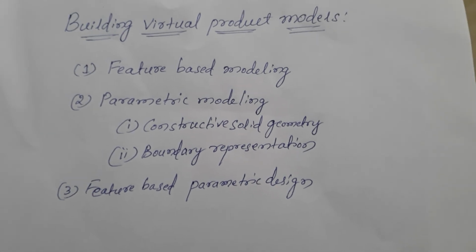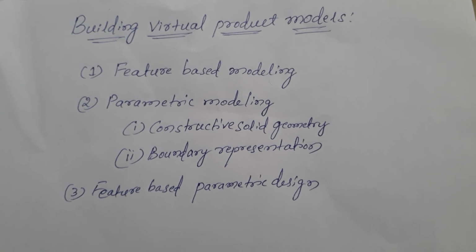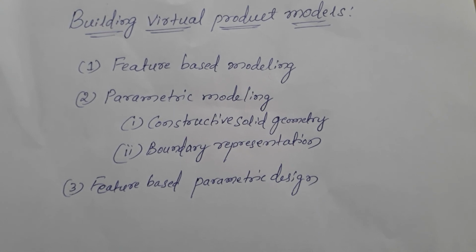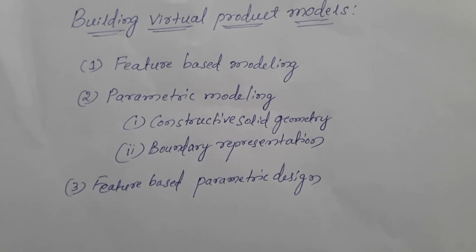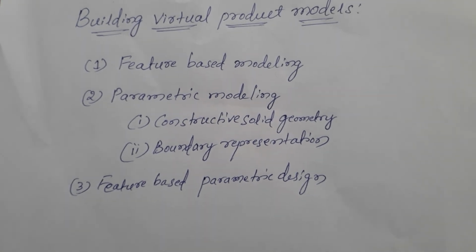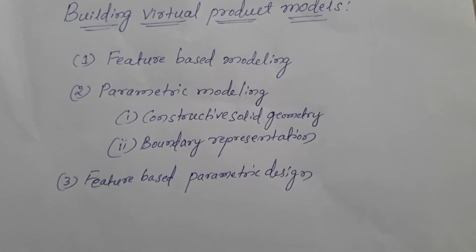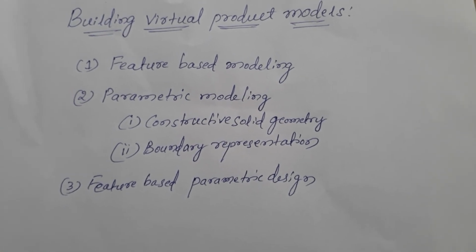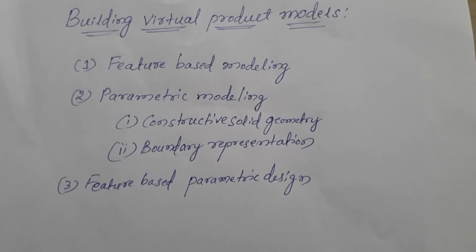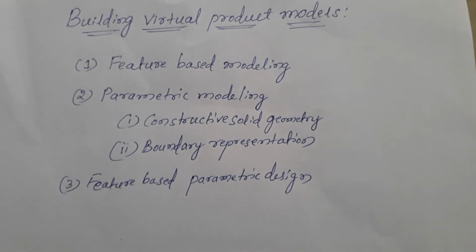And the last one is feature based parametric design. Feature based parametric design is an approach of CAD that takes the advantages of feature based modeling and the advantages of parametric modeling. Both advantages we integrate, and that technique we use to build a model. That is called feature based parametric design. Sometimes it is also called parametric feature representation.